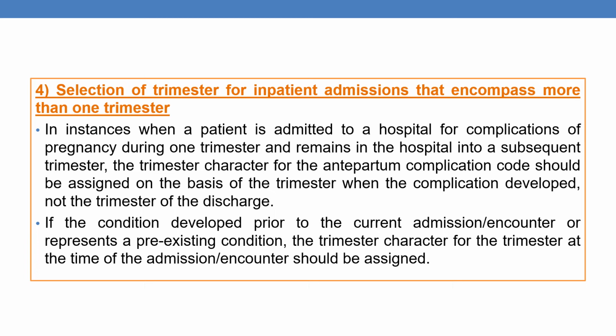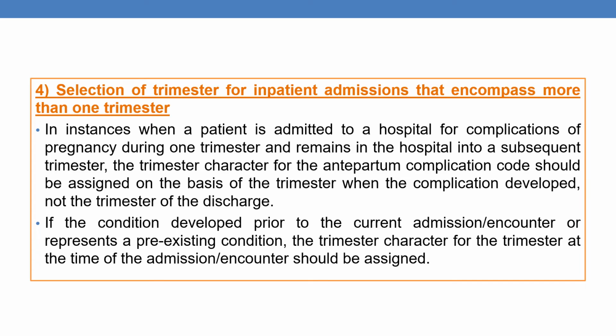In such a case, the trimester character for the antepartum complication code should be assigned on the basis of the trimester when the complication developed, not the trimester of the discharge. In our case, the complication developed in the second trimester. So, you need to code the second trimester code only, not the third trimester, because at the time of discharge the patient is in the third trimester but the complication developed in the second trimester. So you need to code the second trimester code only.